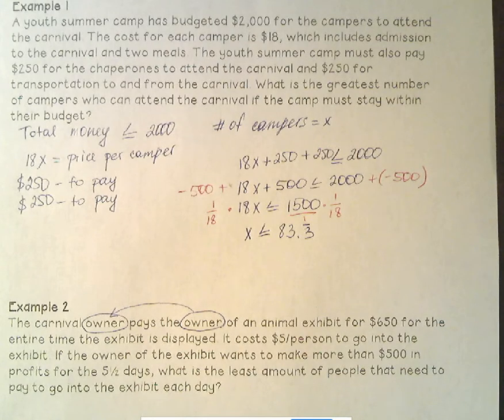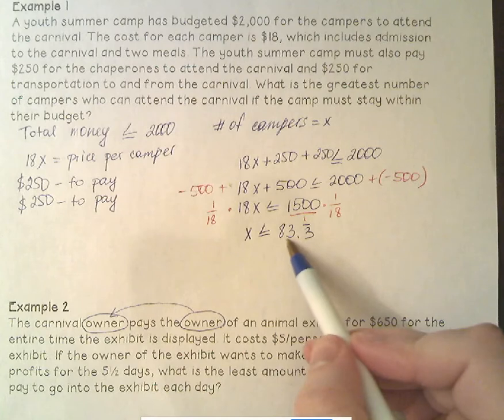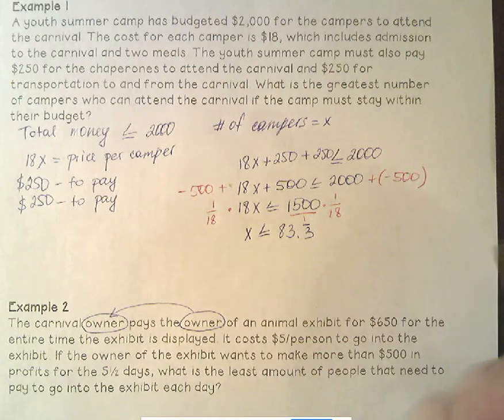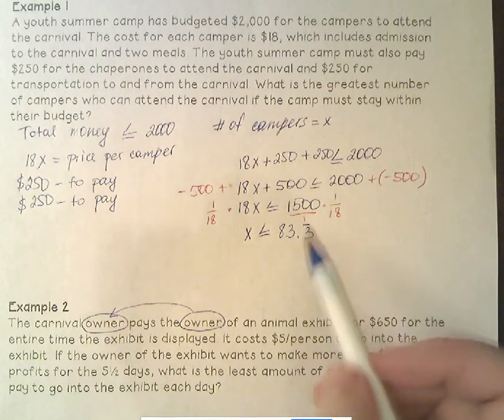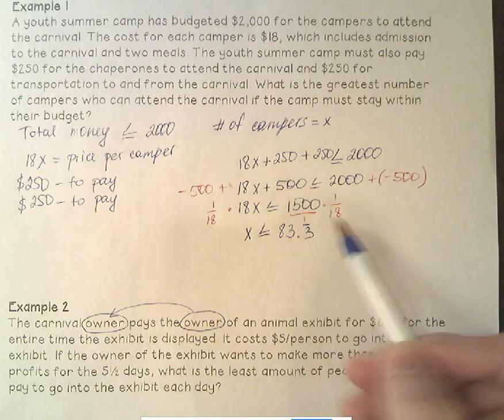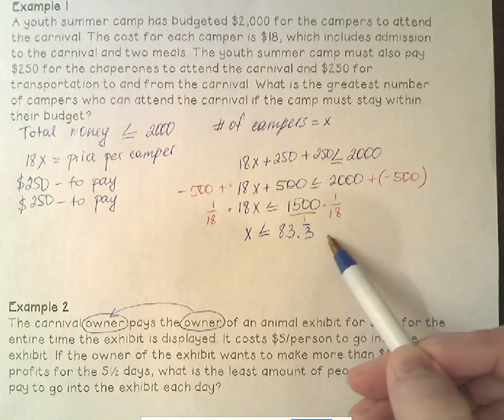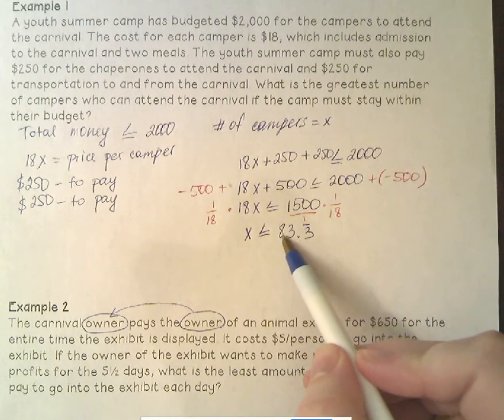But that is not the answer to our question. The question is, how many campers can attend the carnival? I cannot say that 83.3 campers can attend. What I can say is that at most we cannot have 84 people because 84 will exceed our budget. So at most we can have only 83 people.